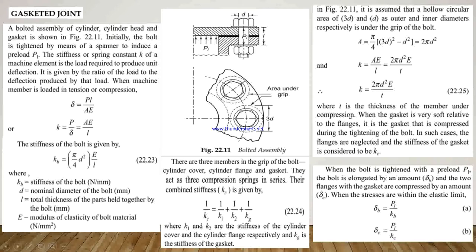When the gasket is very soft relative to the flanges, it is the gasket that is compressed during the tightening of the bolt. In such cases, the flanges are neglected, and the stiffness of the gasket is considered to be KC. When the bolt is tightened with the preload P1, the bolt is elongated by an amount delta B, and the two flanges with the gasket are compressed by an amount delta C. At that time delta B is equal to P1 divided by KB as equation A, and delta C is equal to P1 divided by KC as equation B.